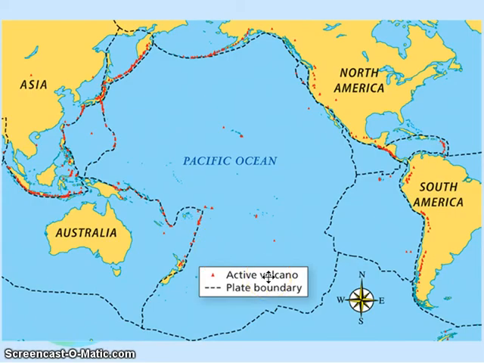Remember when I was telling you about how we have all of these convergent plate boundaries occurring where you have oceanic rock that is going underneath continental? We call this the ring of fire. Right here you can see we have all of these oceanic plates subducting underneath continental plates, and this creates volcanoes.